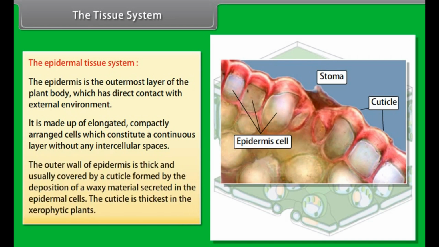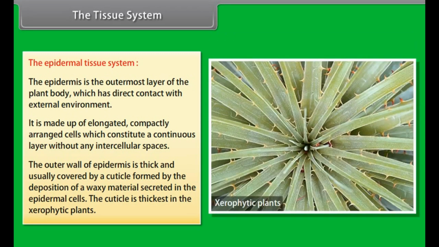The outer wall of epidermis is thick and usually covered by a cuticle formed by the deposition of a waxy material secreted by the epidermal cells. The cuticle is thickest in xerophytic plants.